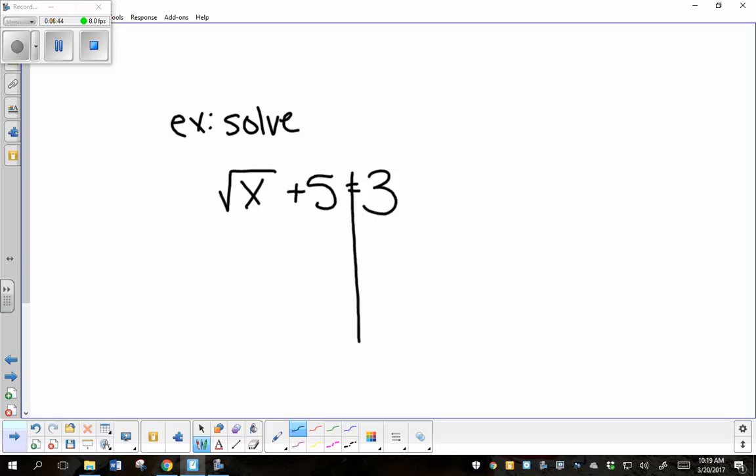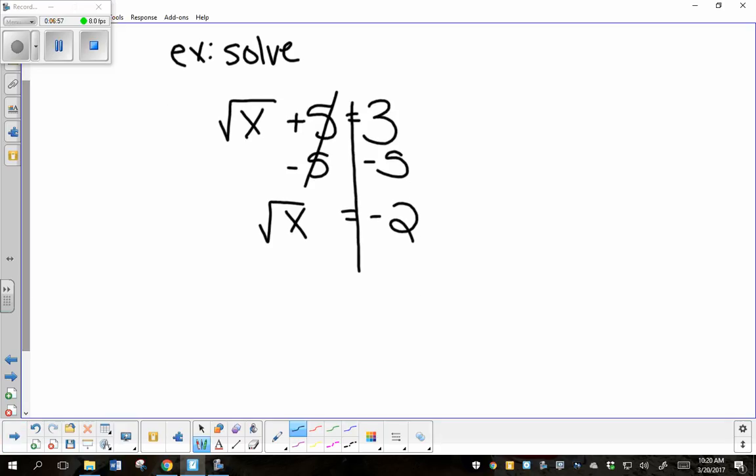Alright, what did you guys do to both sides first? Subtract 5. So we're left with the square root of x equals negative 2. Okay, think about it in your head right now. Is the square root of anything going to be negative 2? No. But if you were solving, you'd raise this to what power? Raise it to the second power. Those go away.